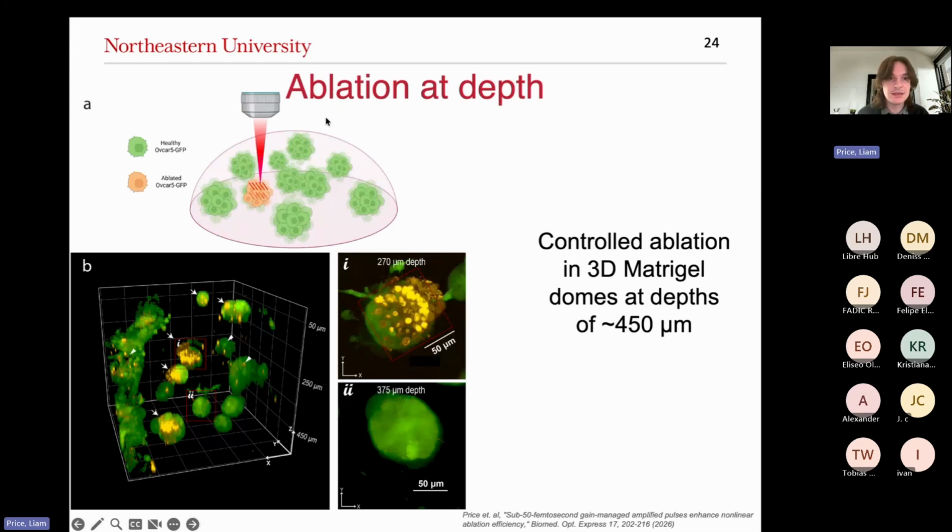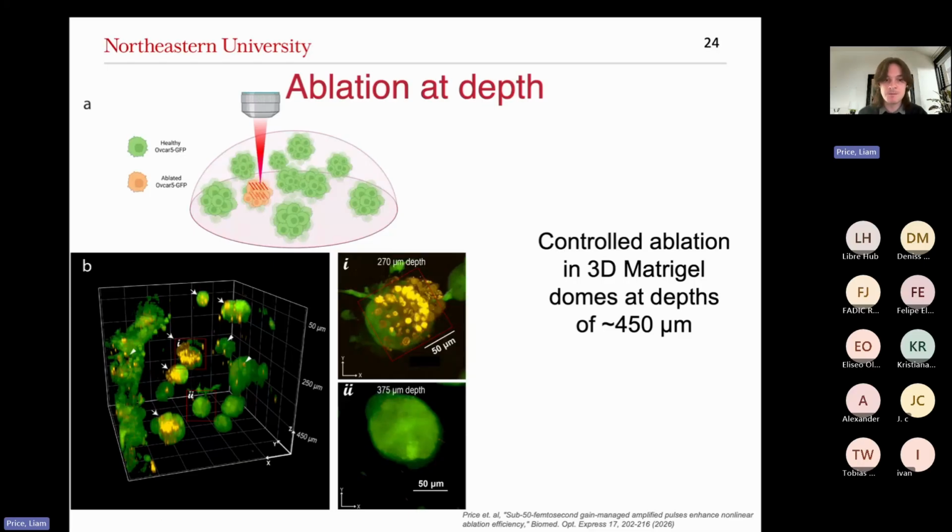And so we can then take that dome and perform ablation at varying depths within it, and look at how well we can actually ablate several hundred microns down into that dome. So we can look at how well we can control the ablation effect at depth and how deep we can actually go within a medium like that. And so here we have a 3D rendering of this dome when we did perform the ablation. You can see a few of these spheroids we performed the ablation on. And then as an example, this is a top-down view of what one of those spheroids looks like following the ablation.